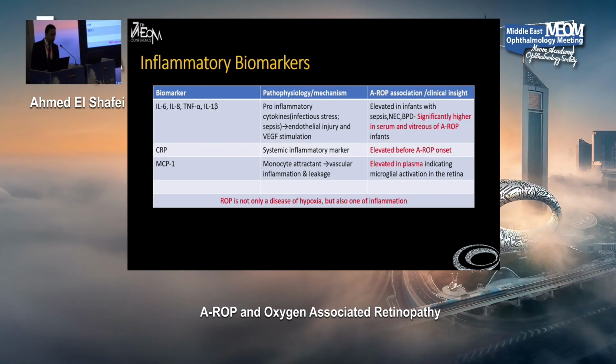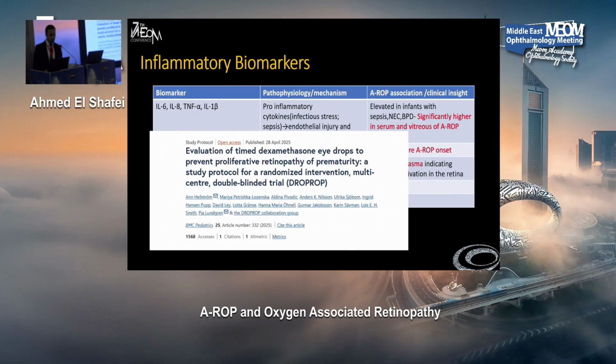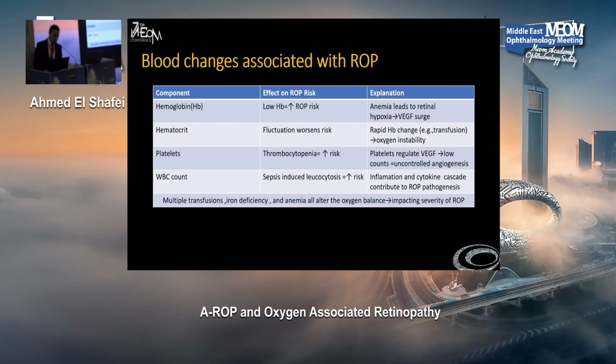The inflammatory biomarkers also: interleukin 6, interleukin 8, and tumor necrosis factor are elevated in sepsis, necrotizing enterocolitis, and inflammatory pulmonary disease, and are significantly higher in serum and vitreous of aggressive ROP. The C-reactive protein is elevated before the aggressive ROP. The MCP is elevated in plasma, indicating microglia activation in the retina. So ROP is not only a disease of hypoxia, but inflammation also has a role. This was discussed in multiple papers, such as this paper, evaluation of dexamethasone eye drops to prevent the proliferative retinopathy of prematurity.